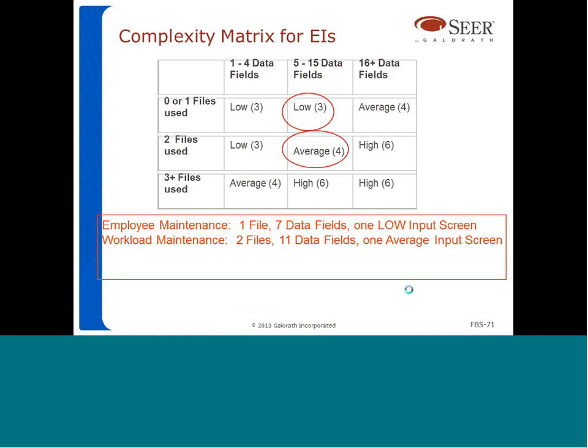So how do we classify our transactions? Again, we classify the employee maintenance has 1 file and 7 data fields, so we classify it as a low complexity. And the workload maintenance, remember, it has 2 files that are being referenced and 11 data fields. So this one is going to classify as an average complexity input. Okay.